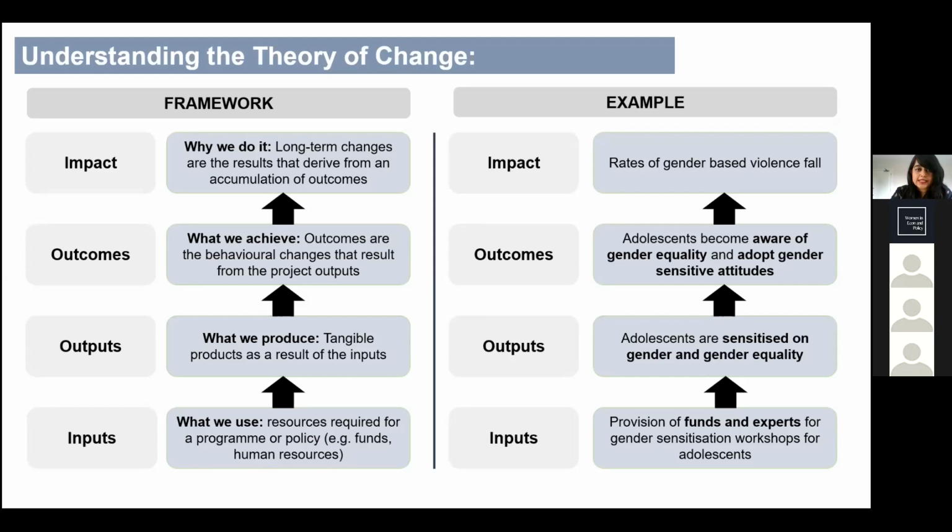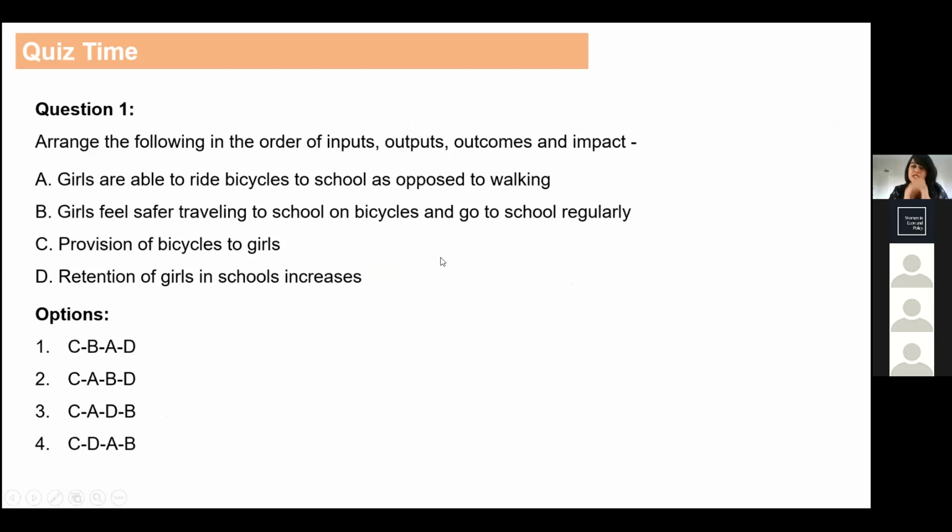We will move on to the next section right now. So, question time. All right. So we have 4 statements, and you have to arrange them in the order of inputs, outputs, outcomes, and impact. And I will read out the 4 statements to you. Please take some time and then let me know in the chat box what you think is the right answer.